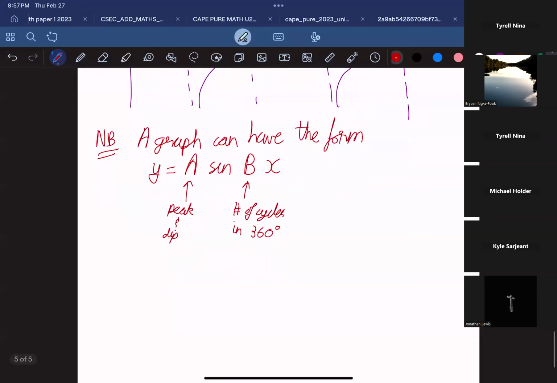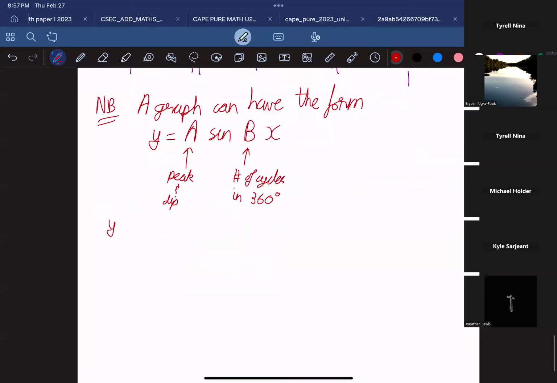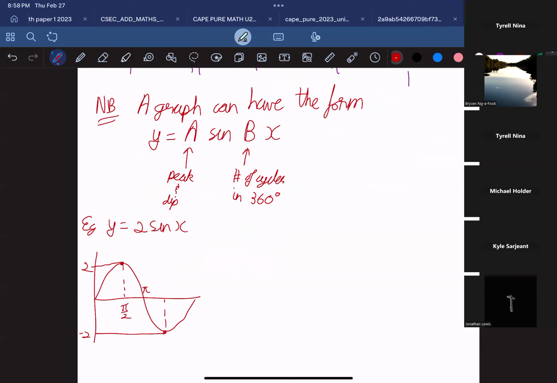So what does that mean? If, for example, y is 2 sine x, it would look something like that instead. So you'll go to 2 and minus 2 because that's my new peak and dip, right? And this will be pi over 2, pi, 3 pi over 2, 2 pi.